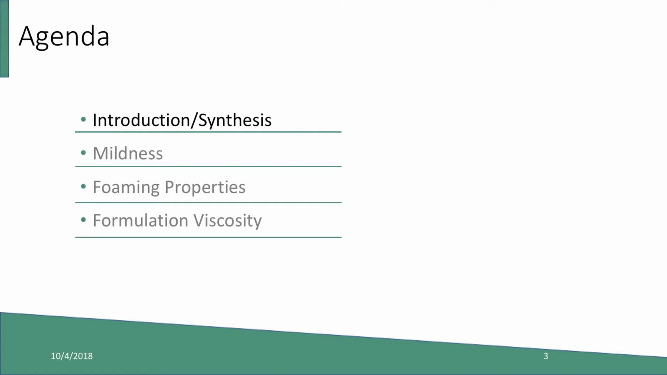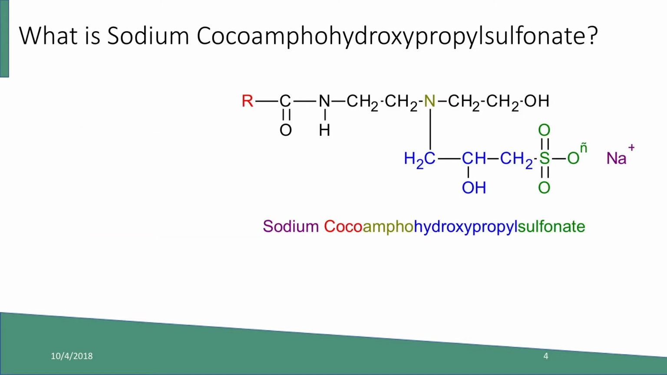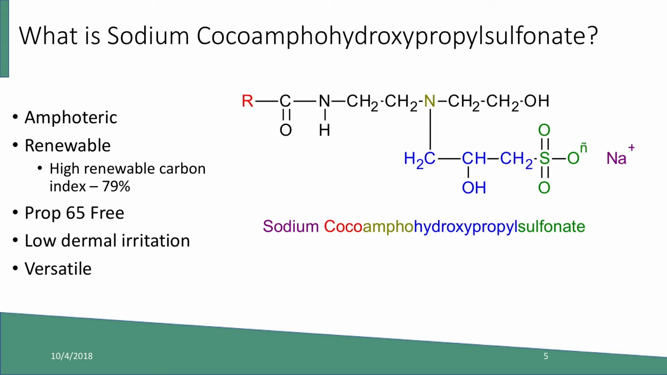So kicking it off with what is this CS? Well, it is an amphoteric, so depending on your system, it can act either as a cationic or anionic surfactant. It is very renewable with a high renewable carbon index of 79%, and that's accomplished by having your long carbon chains coming from coconut oil, and in your polar head group, you have vegetable glycerin-based epichlorohydrin going into that polar head group, so you're able to increase that RCI.